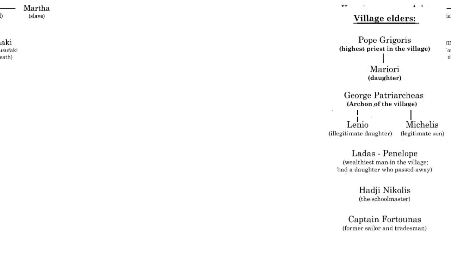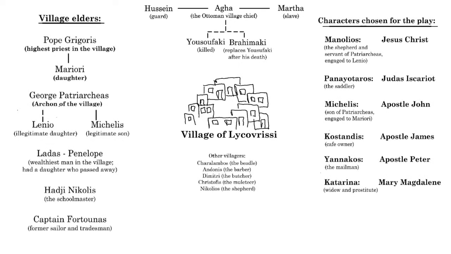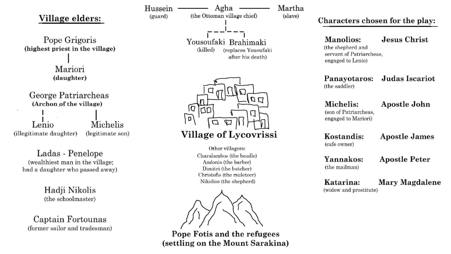And in the middle of the chart, we find a list of less relevant characters that still do make an appearance. Now, finally, at the bottom of the chart, we have Pope Fotis and a group of refugees which unexpectedly visits Likovrisi because they have been escaping and running away from Ottoman forces elsewhere in Greece and are now seeking shelter in the village.